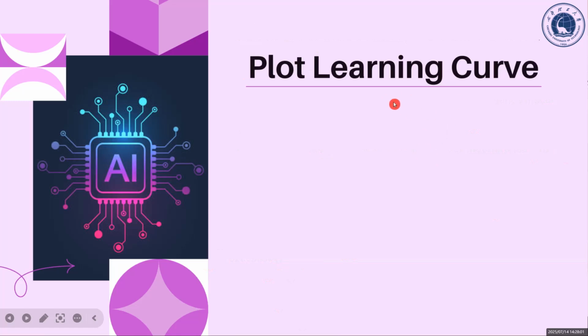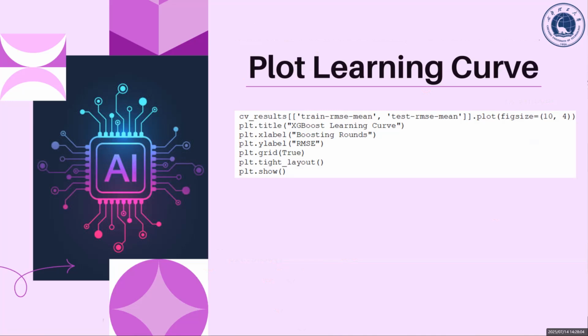Another one we have here is the plot learning curve. So this helps us to plot our learning curve, where we have the cv_results with this parameter in there. Then we plot and we set the figure size to be 10 by 4. Adding the title called XGBoost Learning Curve, the x-axis where we call plt.xlabel Boosting Round, that's the text you will see when plotting. And for the y-axis, we are assigning that to RMSE. Then we set the grid to be true if you want to see the grid. If you don't want it, you just remove it or set it as false.